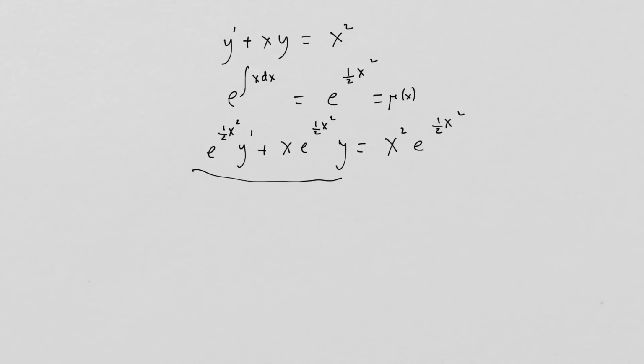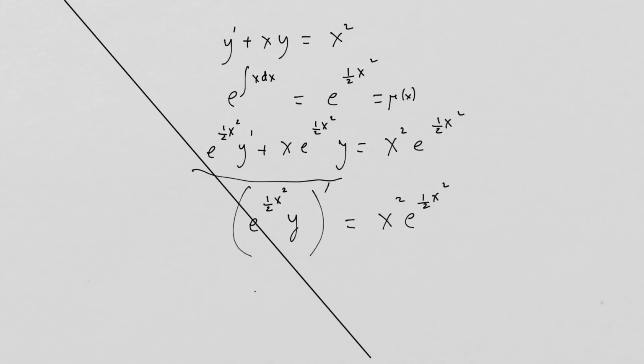Now this turns out to be very nice, because the derivative of y is here, and the derivative of this is this times the derivative of that, which is x, which is here. So the left-hand side is cute. It's just e to the half x squared times y prime. And the right-hand side, which is q of x times mu of x, right, is this.